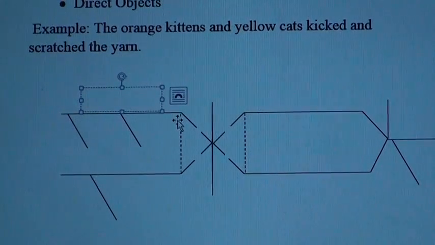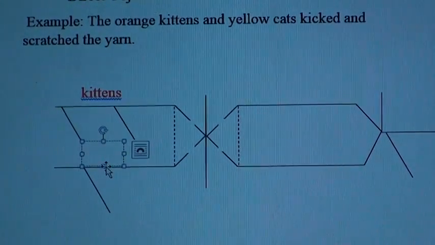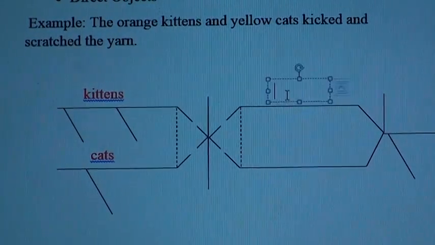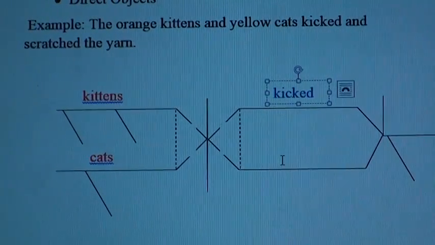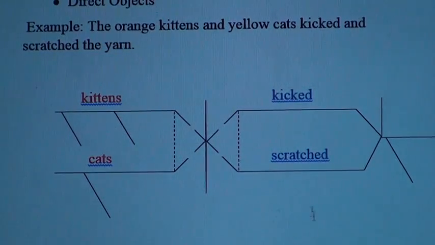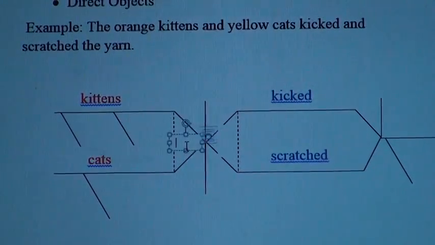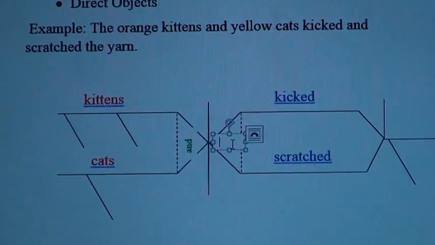Our first subject is kittens. Our second subject is cats. They both perform the action in our sentence. Our two actions in the sentence are kicked and scratched. Both the two verbs and the two subjects are connected with the conjunction and. So we'll put that in our little triangle.